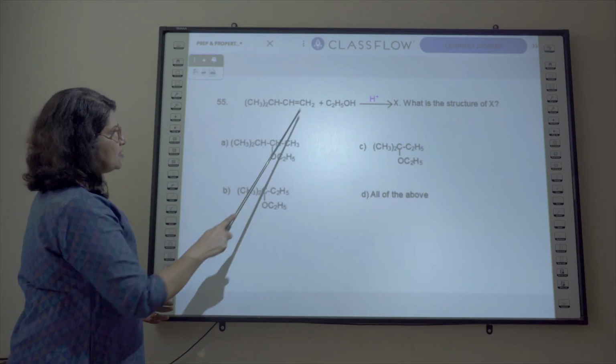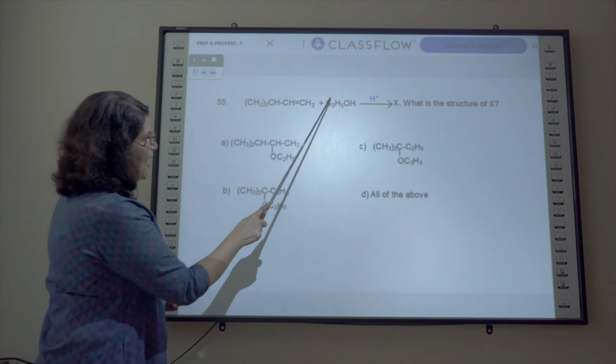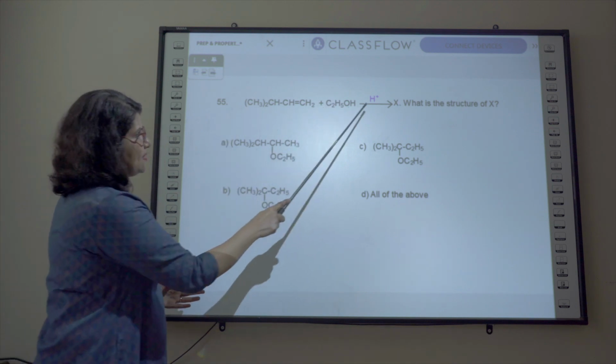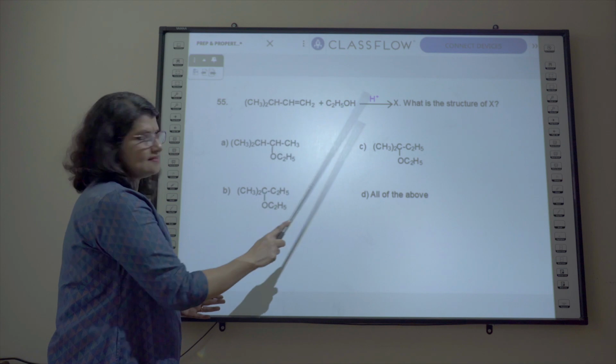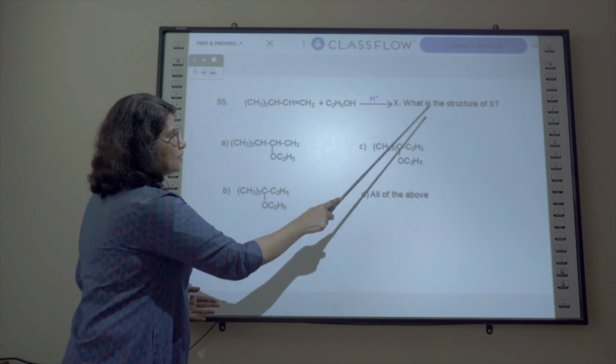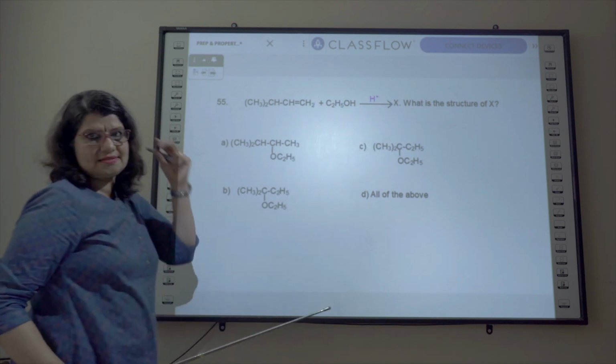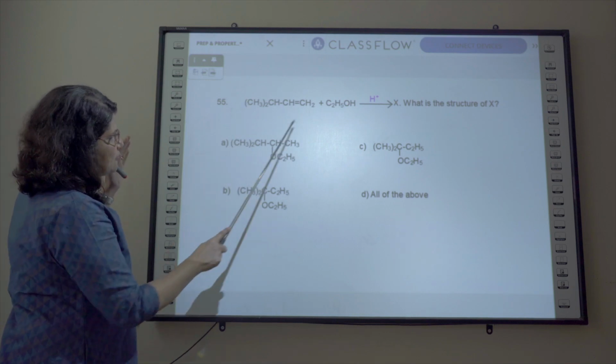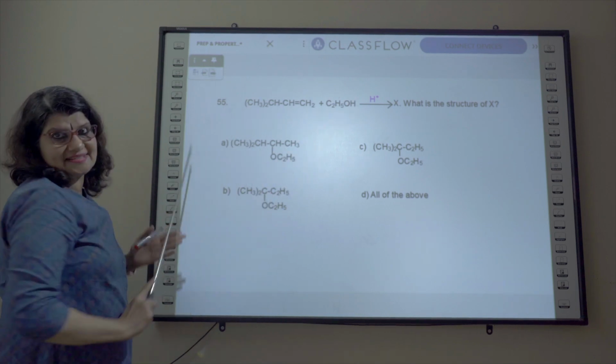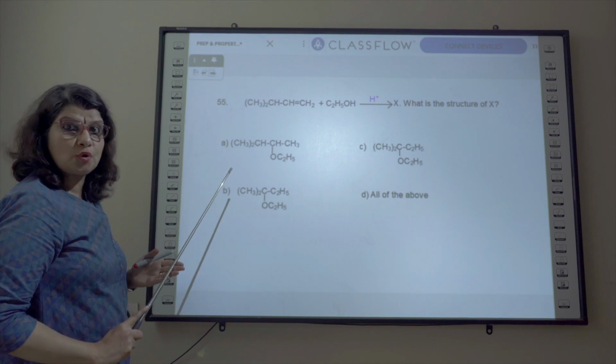We have an asymmetrical alkene made to react with ethanol in the presence of H plus acid, which gives you X. What is the structure of X? So this is an asymmetrical alkene with ethanol in the presence of an acid. So let's see how this reaction progresses.